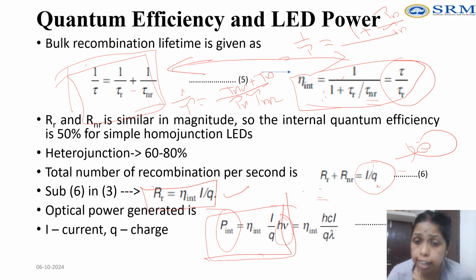Normally the radiative recombination and non-radiative recombination, you cannot calculate from the device. You can calculate the current, and you can calculate the efficiency. So from that you can calculate the power. You know the value of h, and you also know the optical frequency, and you know the electron charge q. So if you know these values, and the efficiency eta calculated from the device, you can calculate how much power is produced from the LED.